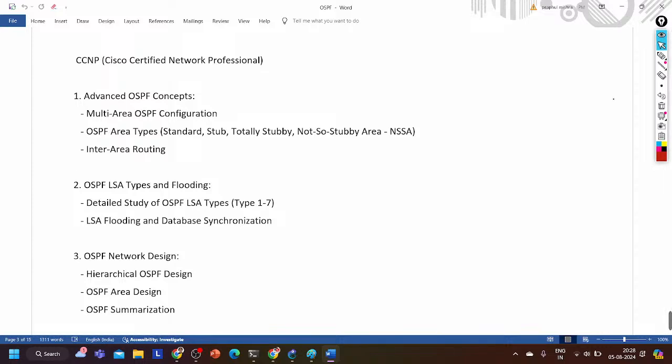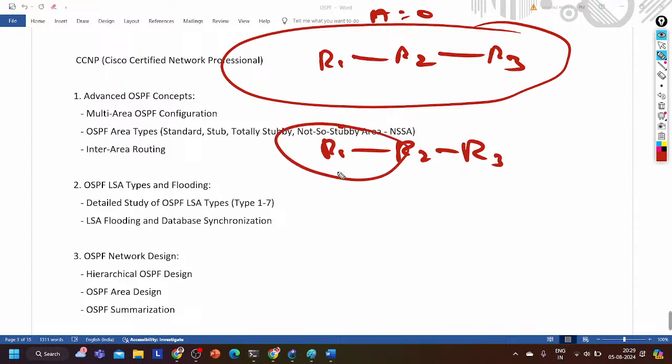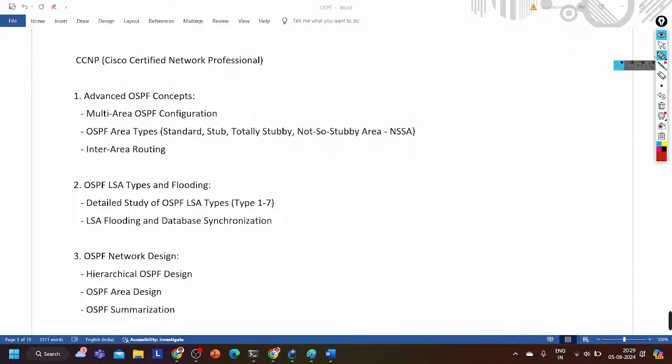Like I have three routers, R1, R2, R3. If all these routers belong to the same area, let's say area 0, versus this time these two routers belong to, let's say, area 0, and these two routers belong to area 1, a different area. So what will be the difference between this scenario and this scenario, right? That is inter-area routing.